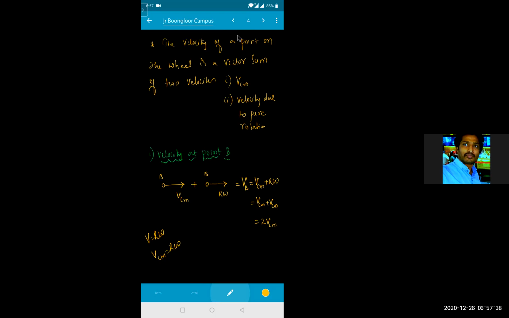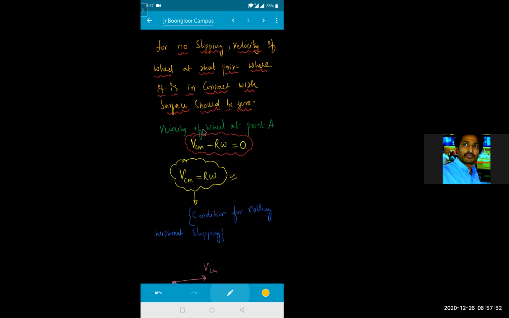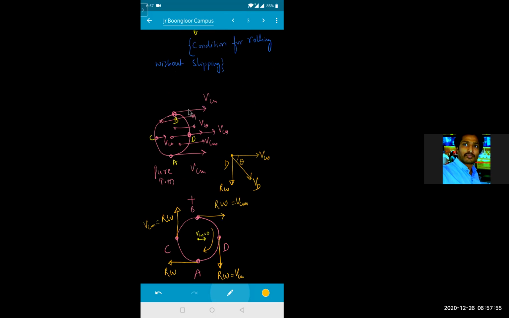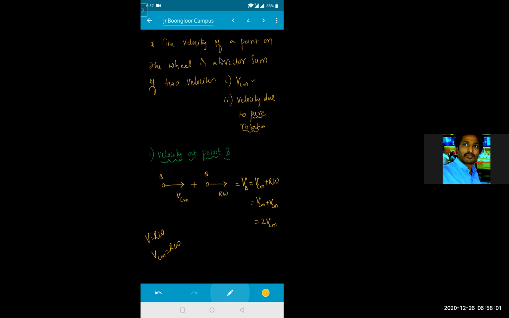Now see, the velocity of a point on the wheel is a vector sum of two velocities. One is VCM, and the other is the velocity due to pure rotation. Right? What velocities are there right now? Velocity because of pure translation and velocity because of pure rotation. So the velocity of a point on the wheel is a vector sum of two velocities, that is VCM and the velocity due to pure rotation.